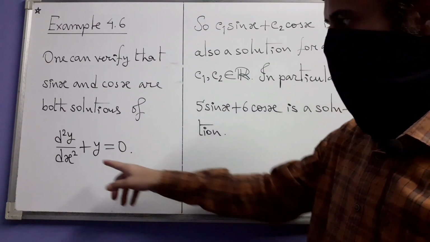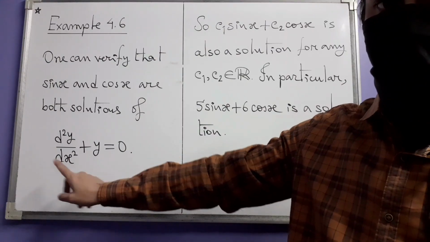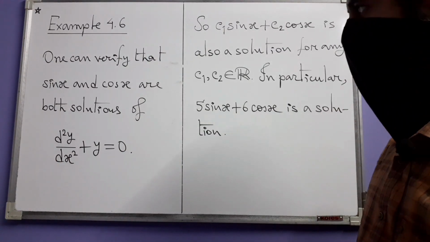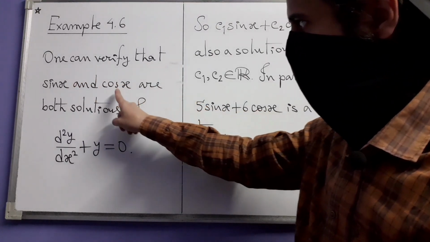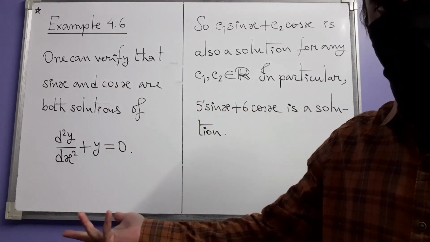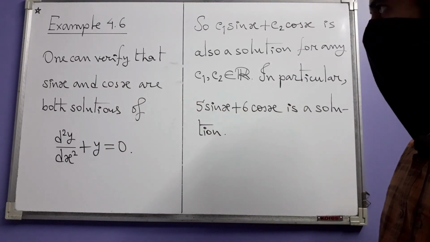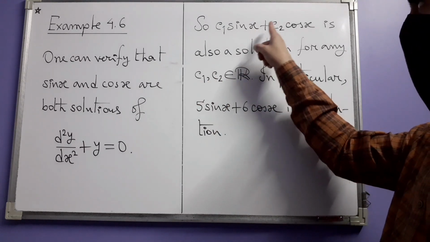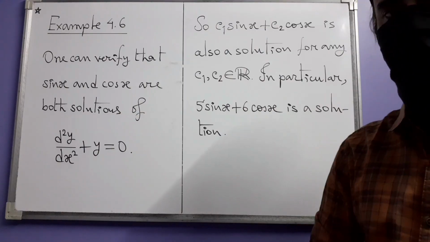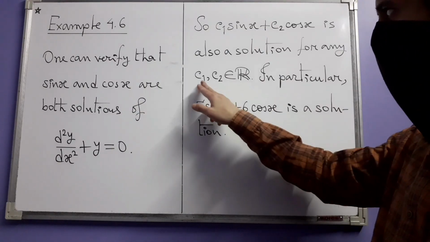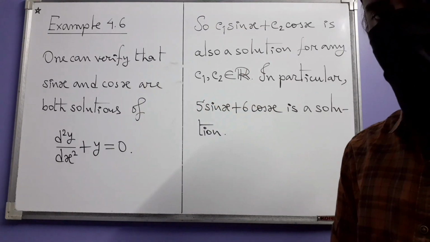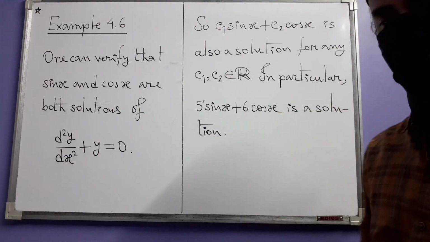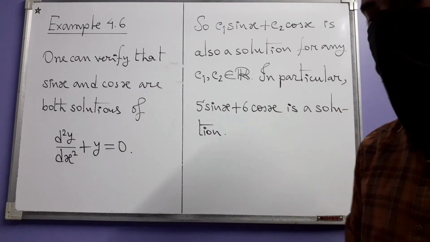For example, if you consider this second order linear equation, which actually we saw many times before, both sin x and cos x are solutions, which you can verify very easily. And that is why by that theorem, c1 sin x plus c2 cos x will also be a solution for any real numbers c1 and c2. In particular, for example, 5 sin x plus 6 cos x is a solution.